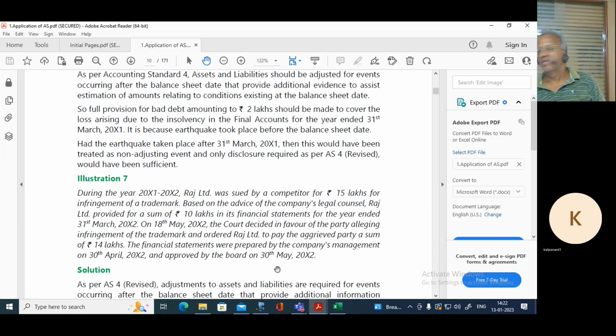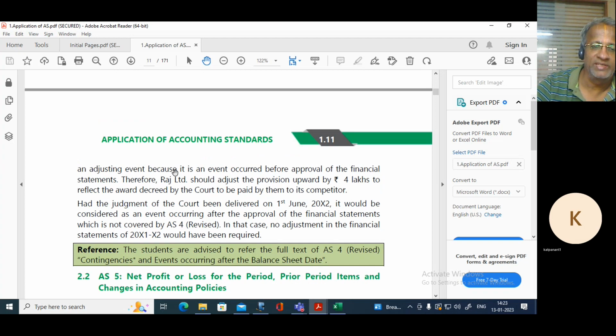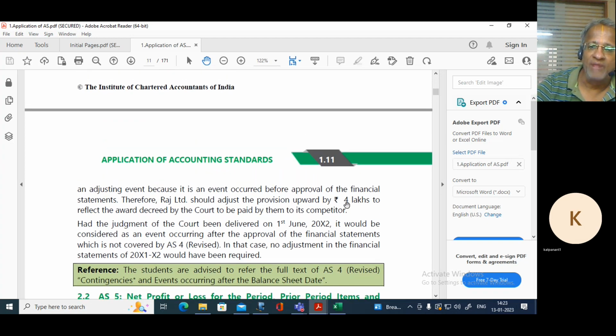What is the event? Event is the court had passed an order against the company. By 31st of March, there was some problem that you are having. You yourself prepared to pay 10 lakhs. If you have already provided 10 lakhs, additionally you got to provide 4 lakhs. Adjusting event only. You just see, should adjust for upward revision of 4 lakhs. There is no question of contingency and all that. So that will come in AS29. We will do it with separate discussion. Are you clear now? Matter over.